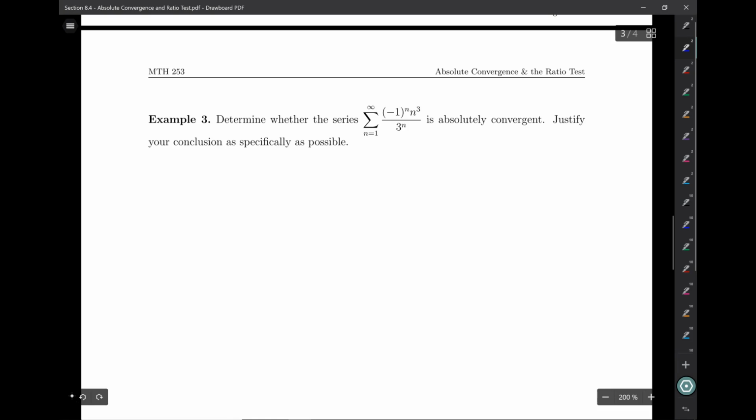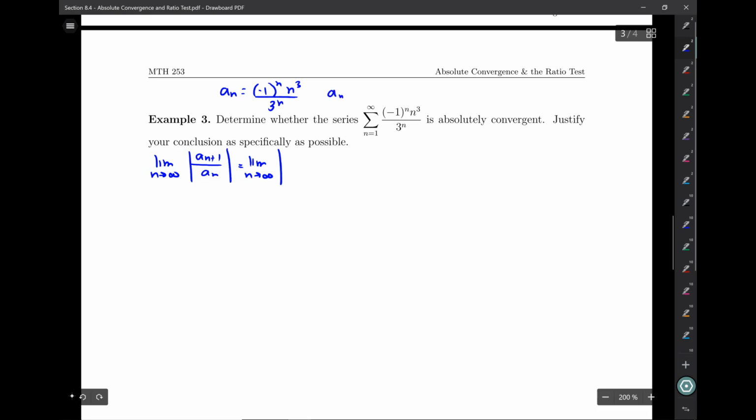Okay, so the ratio test again says that we want to look at the limit as n approaches infinity of the n plus 1th term divided by the nth term, and we're going to look at the absolute value of that. Again, this is like if the absolute value of r is less than 1, then it converges. That's the idea here. So in this case, when you're finding a sub n plus 1, just keep in mind that a sub n, for example, is going to be negative 1 to the n cubed over 3 to the n, right?